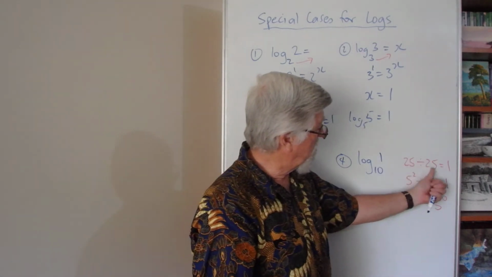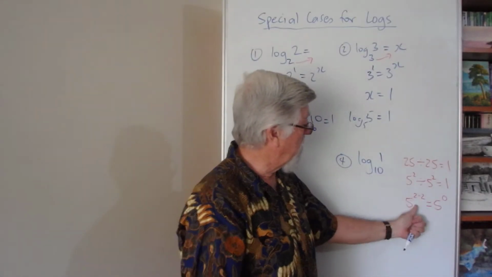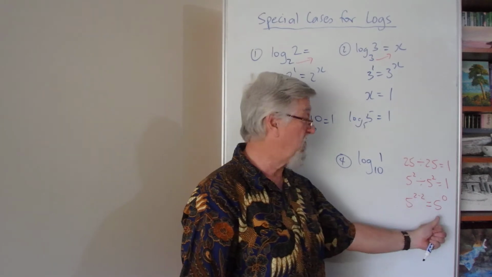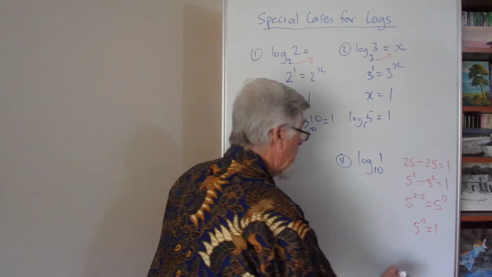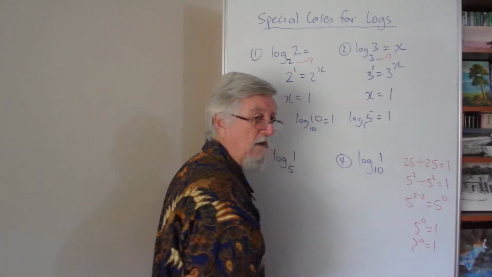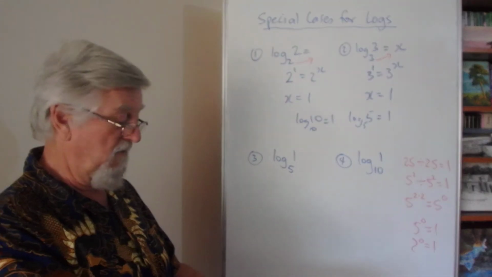So anything divided by itself gives you 1. If I apply the index laws to the same question, I get 5 to the 0. So we now know that 5 to the 0 is 1, which means that 2 to the 0 is 1, and 3 to the 0 is 1, anything to the 0 is 1.